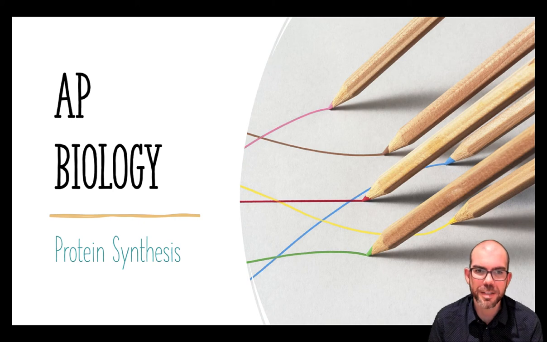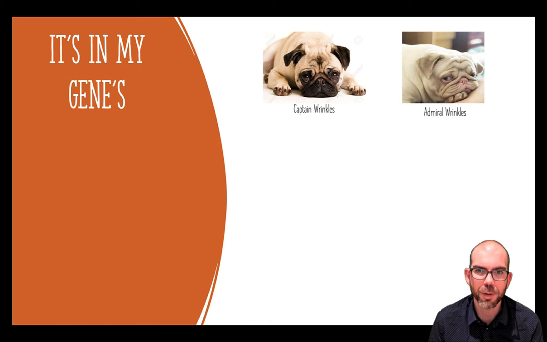Hi everyone, this lesson's an introduction into protein synthesis. I want us to start with an example of two pugs. Here on the left you can see Captain Wrinkles has fawn fur, meaning there's parts that are dark and parts that are light, whereas Admiral Wrinkles, no color at all.